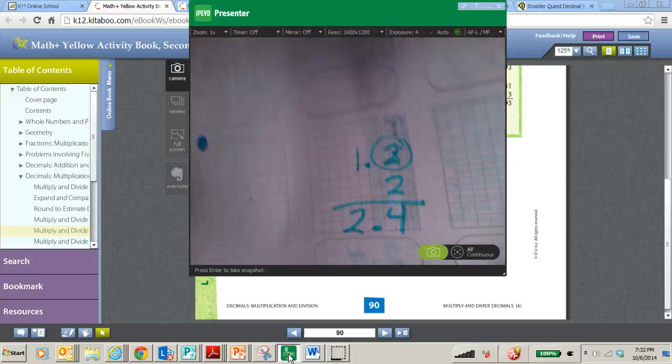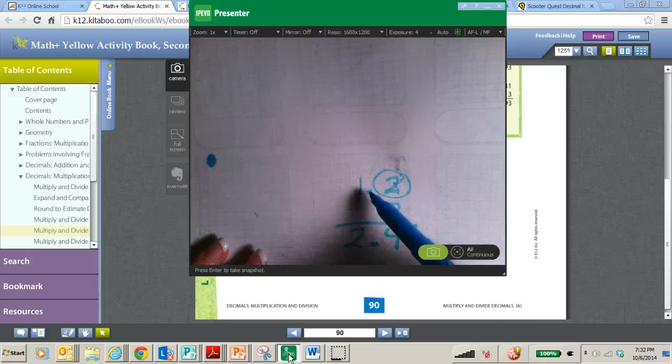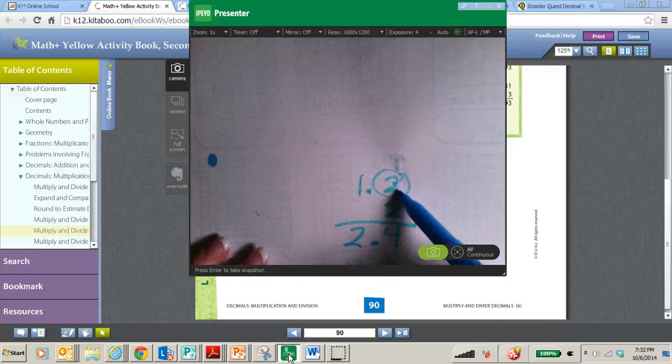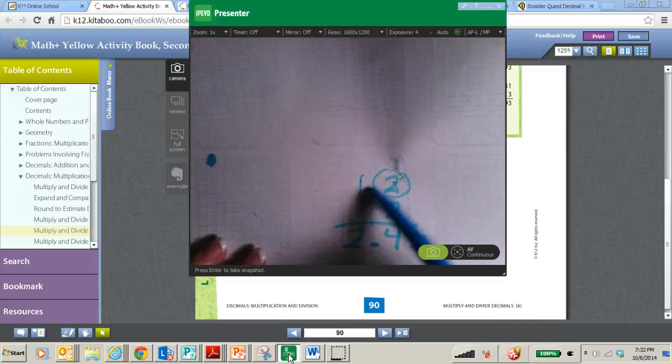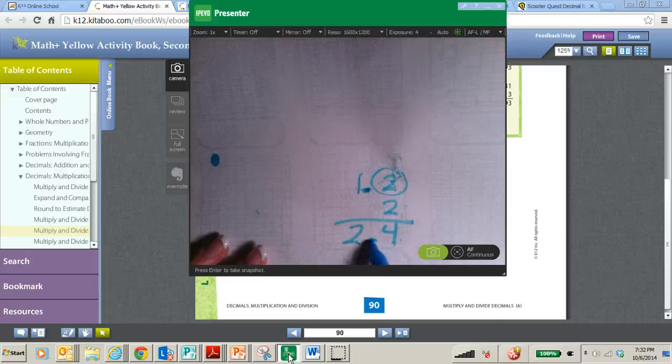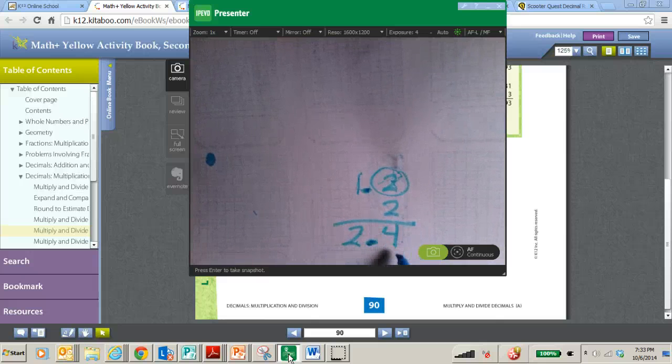If you worked this out with the standard algorithm, you could say I have 1 and 2 tenths multiplied by 2. 2 times 2 is 4. 1 times 2 is 2. There's 1 spot after the decimal, so I'm going to put my decimal, so there's 1 digit after the decimal, and 2 and 4 tenths.